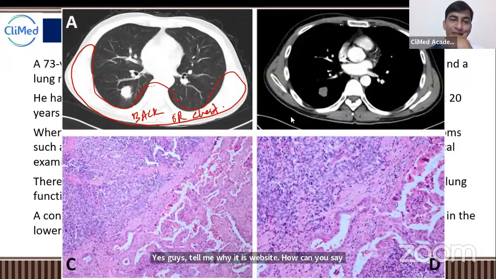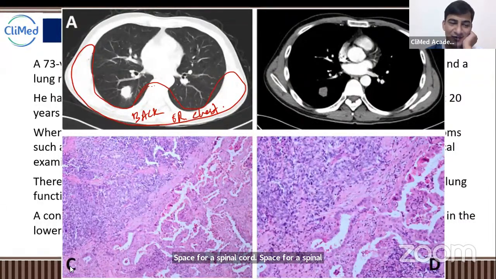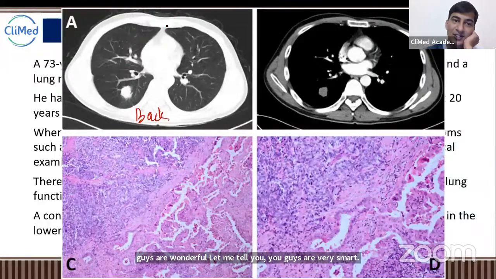Space for spinal cord. Wonderful. I think you guys are very smart, right? So this is the back. Okay, this is the front.